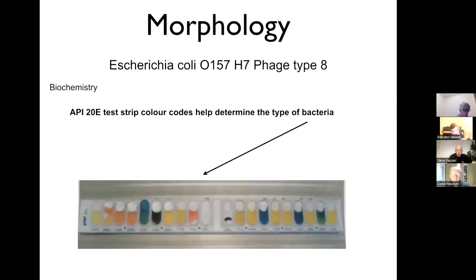Some bacteria use these sort of API 20E test strips. I don't know if they're used in E. coli, but these can be used with bacteriology in a path lab.